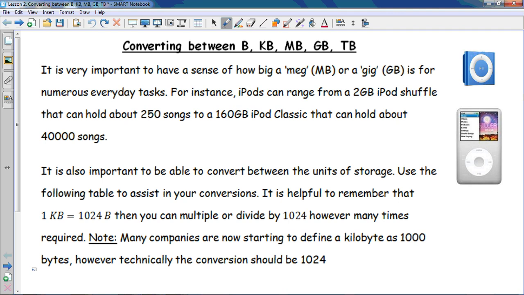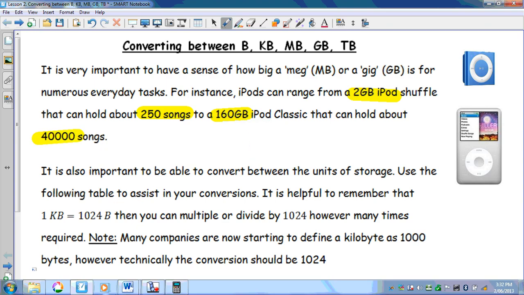And another example here is our iPods. So our iPods can range from, say, just a small 2 gig iPod Shuffle that can hold about 250 songs to 160 gig iPod Classic that can hold about 40,000 songs. So it's looking at, well, what's the difference between a 2 gig and 160 gig? It's not so much important to know the exact amount of bytes in that for our everyday life, but just a sense of, well, how big is that?